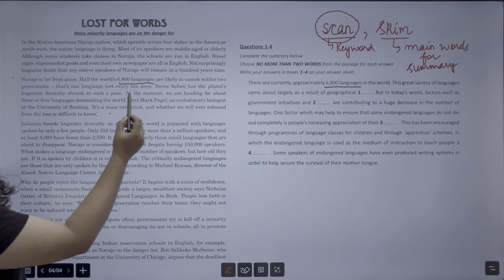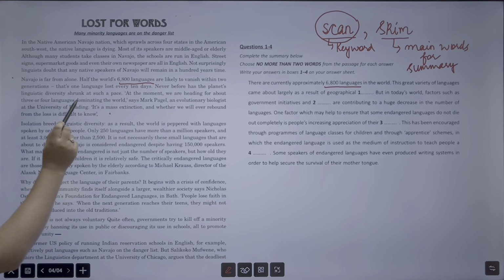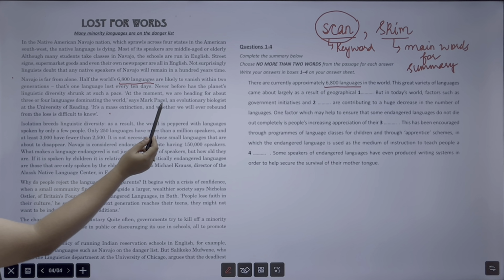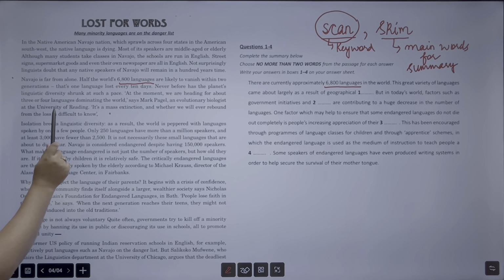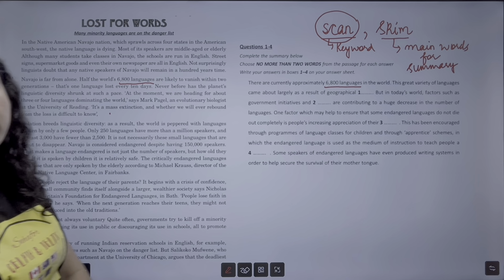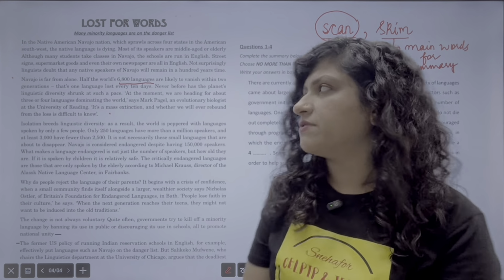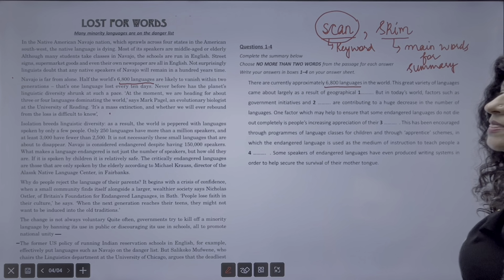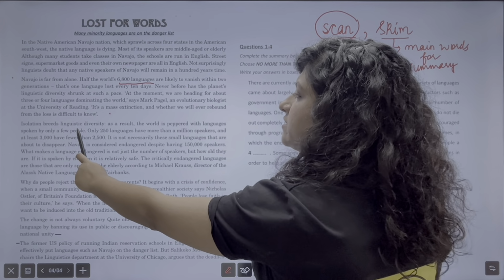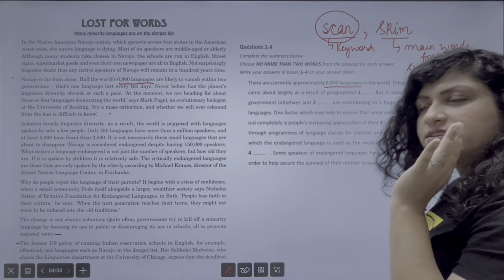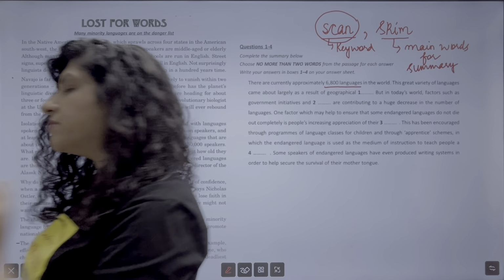I keep on reading. At the moment, we are heading for about 3 or 4 languages dominating the world, says Mark Pagel, an evolutionary biologist at the University of Reading. It is a mass extinction, and whether we'll ever rebound from the loss is difficult to know. So far, I have not found any phenomena which caused the variety of languages. Till now, it's only talking about extinction, about loss of languages, shrinking of this variety. So I keep on reading. Then it says, isolation breeds linguistic diversity. Now there is one sentence, isolation breeds linguistic diversity.